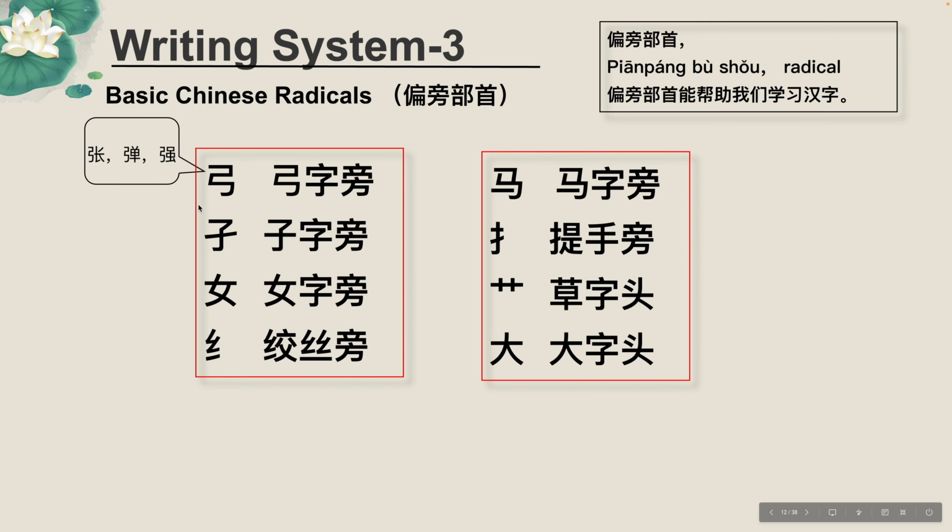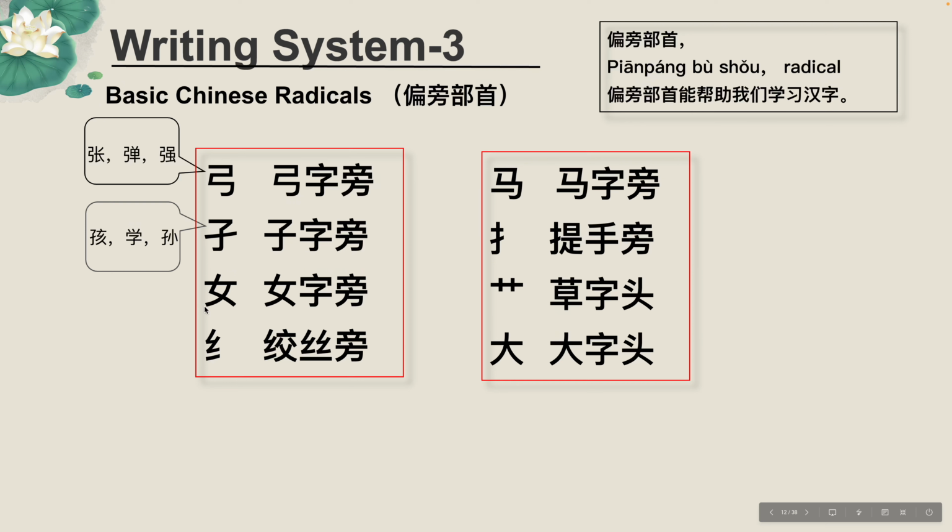The second radical is 子字旁. 子 means child. So the characters with 子字旁 are associated with child. First one is 孩. 孩 means child. 学 means to learn, but when you look at it, it's actually the child learning under the roof. 孙. 孙 means grandchildren.